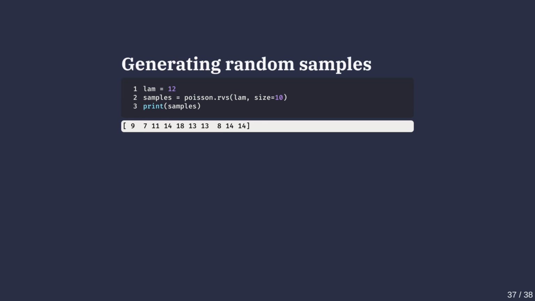The RVS method randomly generates sample counts drawn from a Poisson distribution with a given average rate. Here we are using the RVS method to generate 10 random numbers following a Poisson distribution with a lambda of 12. This is a quick way to simulate realistic data for practice or analysis.